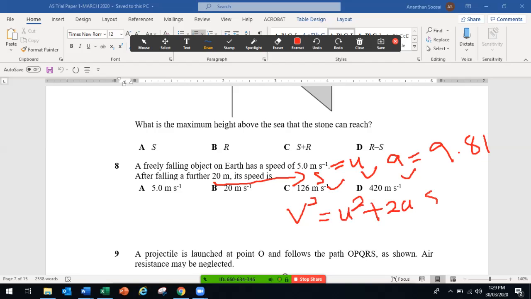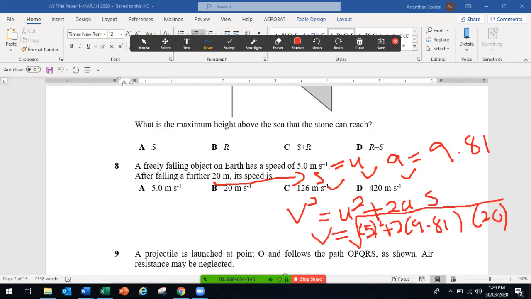So V squared equals U squared plus 2AS. U is 5, so 5 squared plus 2 times 9.81 times 20 meters, square root, and you get your V. What is that? 20. So 20, yeah? You get 20 here. Teacher, what about number 7?